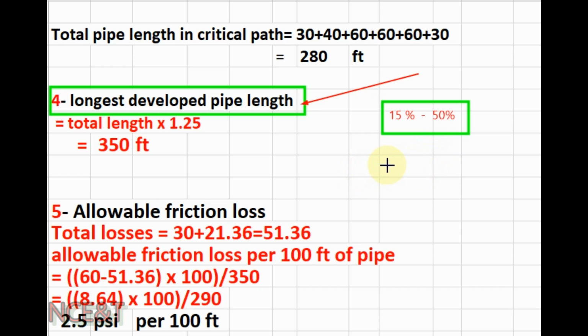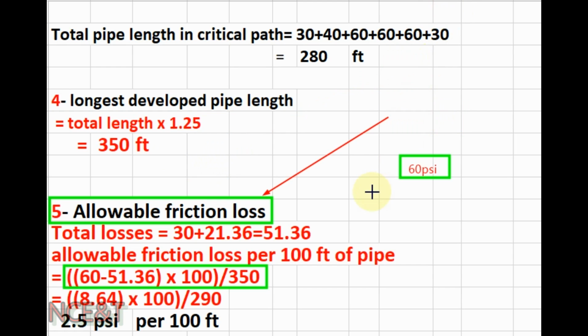We will consider 25% for our study. So the longest developed pipe length will be equal to total length into 1.25, and total length in our case is 280 feet. So 280 into 1.25 will be equal to 350 feet. So the longest developed pipe length will be equal to 350 feet.